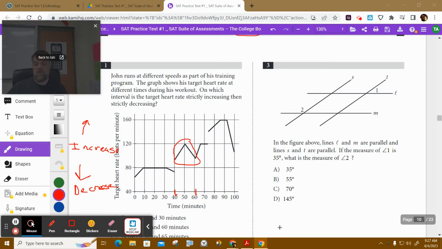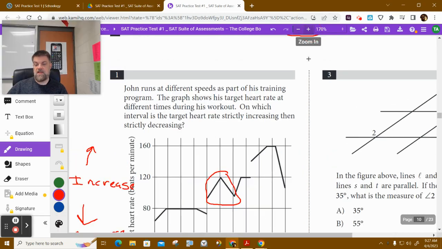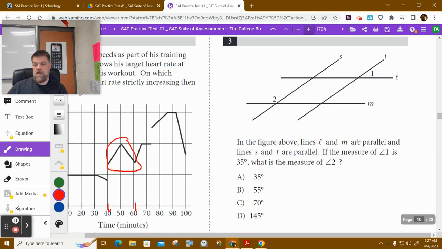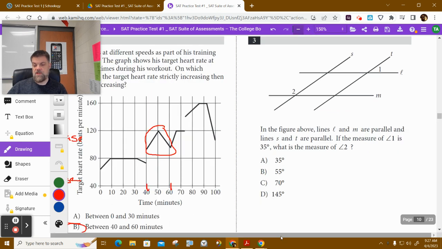All right, so for problem number 3, and I'm going to zoom in a little bit on this one. It says in the figure above, the lines L and M are parallel. Let's identify that. So this is L, right? And so if I do this and this, that means they're parallel, right? And S and T are parallel. So we have parallel transversals.